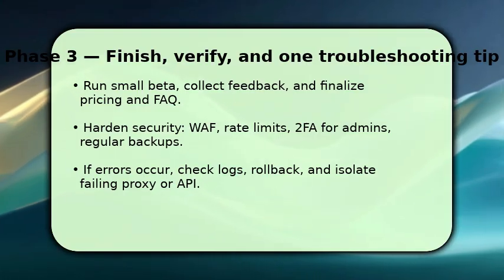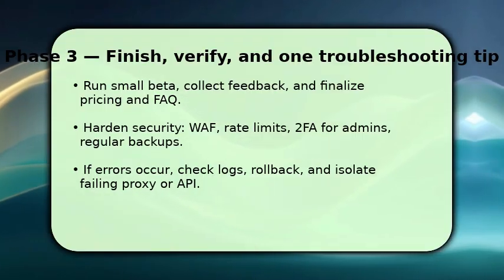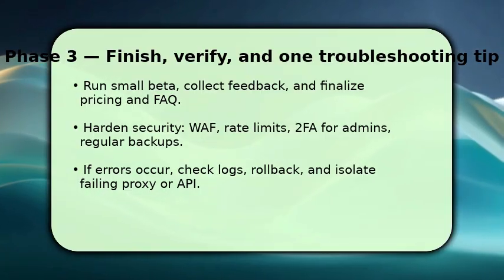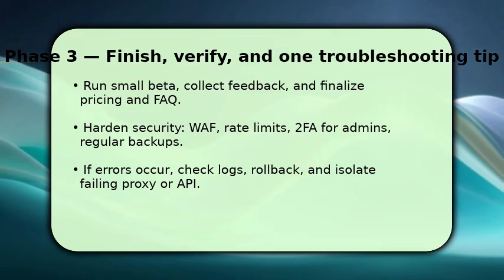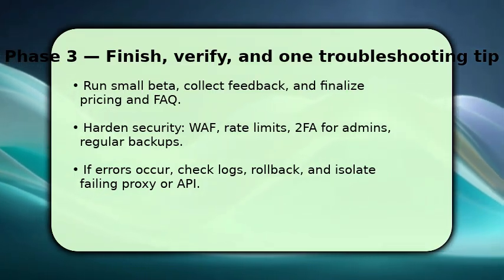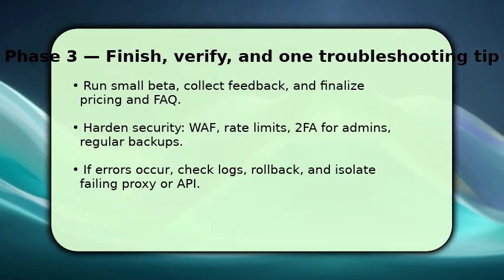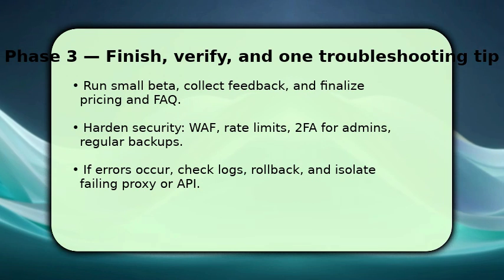Make the platform resilient. Enable a web application firewall, rate limits, 2FA for admin accounts, and automated backups. Once public, monitor billing, usage, and expense to keep margins healthy. If something breaks, immediately check server and proxy logs, roll back the last deployment, and isolate the failing API or proxy. This quickly restores service and prevents billing or data.